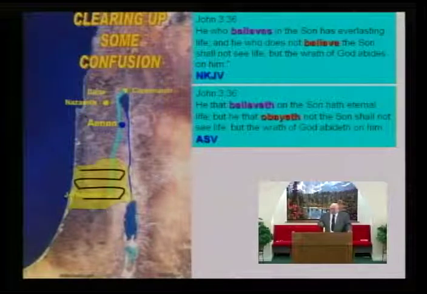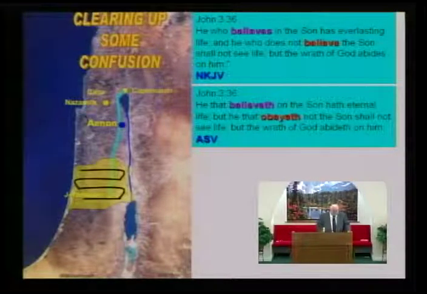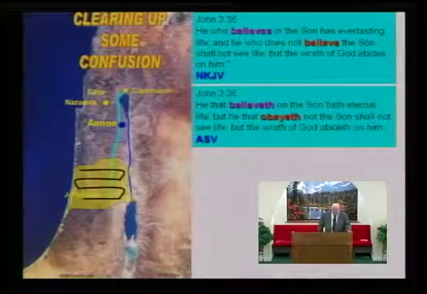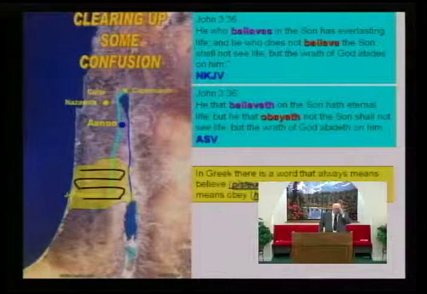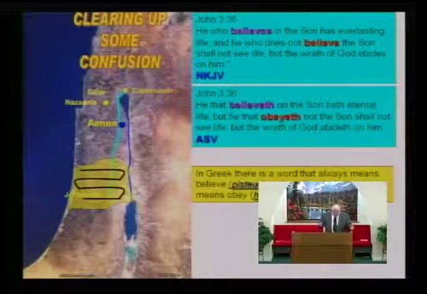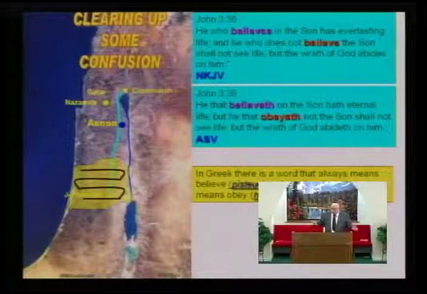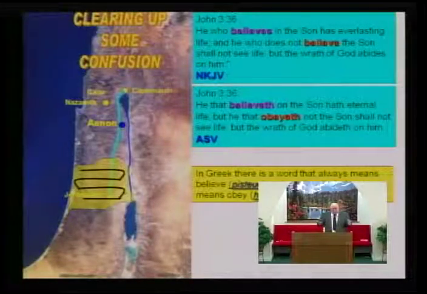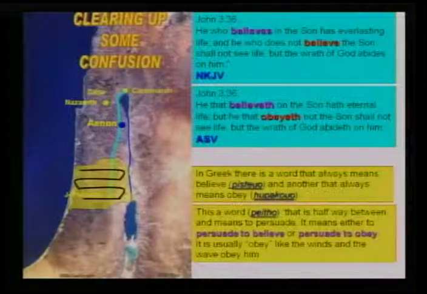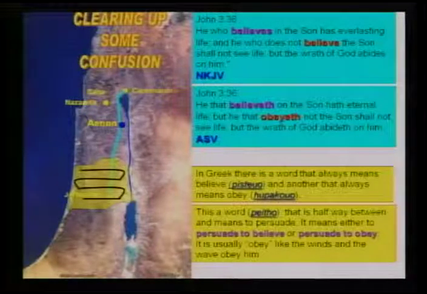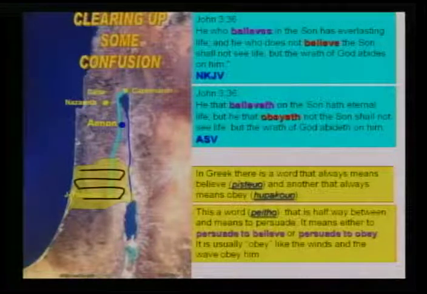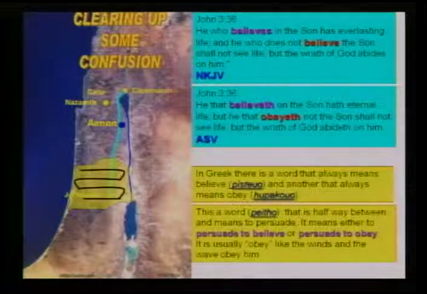If this is a textual problem, it sounds like a big one, but let me tell you what it is. Up there, the second belief says believe, but down here the American Standard says obey. Now, in the Greek language, there is a word that always means believe, pisteuo, and another that always means obey, hypakuo. There's no confusion. But there is a word that is kind of halfway in between. I don't want to leave the wrong impression that it means half and half. The word actually means persuade, but it's about halfway in between those two.